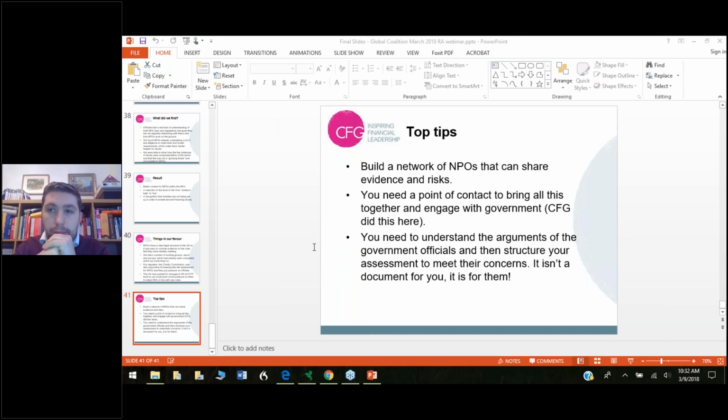Yes, here is a question. Are there plans to conduct training for interested individuals and organizations on how to conduct the risk assessment? Going, I guess, into more depth and national level planning? Not as far as I'm aware.